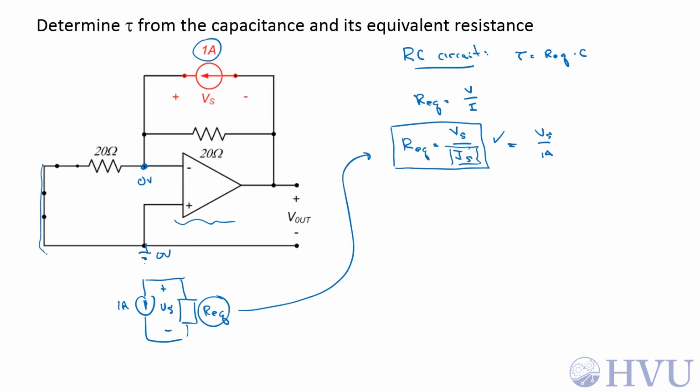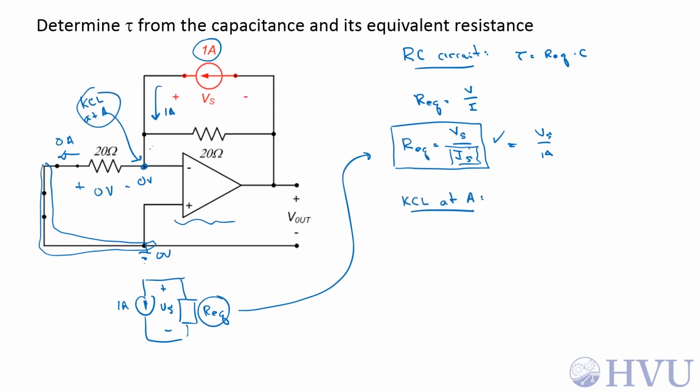If this is 0 volts and this is all shorted, then the voltage difference across this resistance is 0 volts and this current is 0 amps. Now if I do KCL at A, I have 1 amp going this direction. I have 0 amps going here because I have 0 amps into the op amp and 0 amps through that 20 ohm resistor. So the entire 1 amp current has to go through this 20 ohm resistor. And directly by Ohm's law, I have 1 amp times 20 ohms is 20 volts. So KCL at A essentially tells me that V sub s is equal to 20 volts.